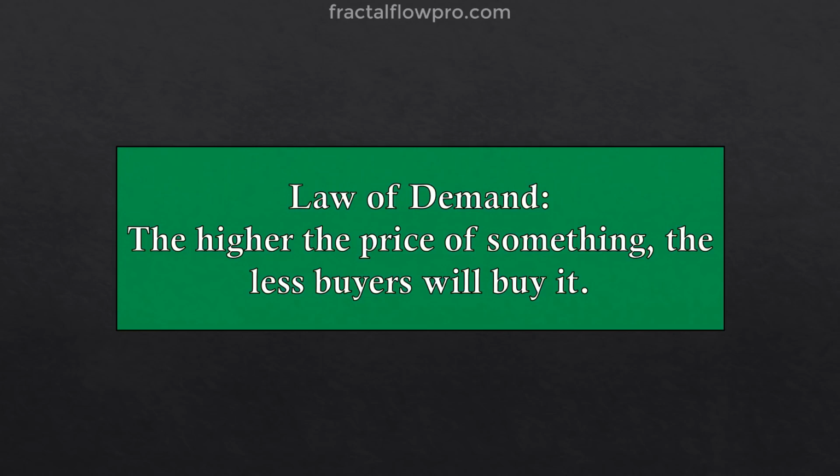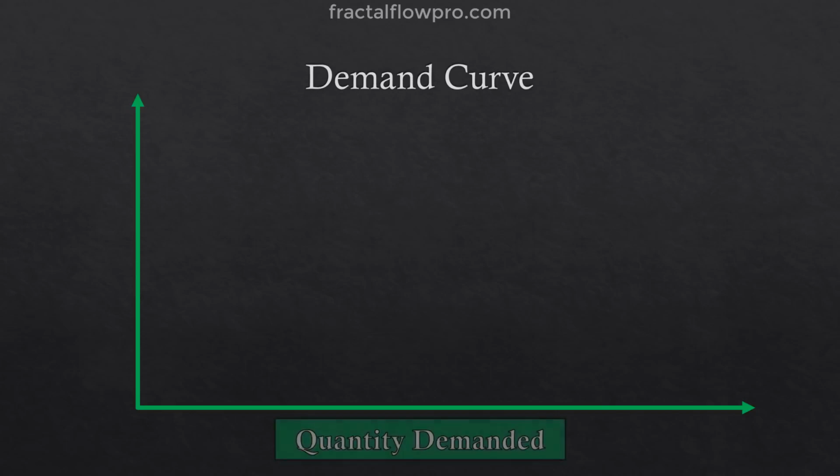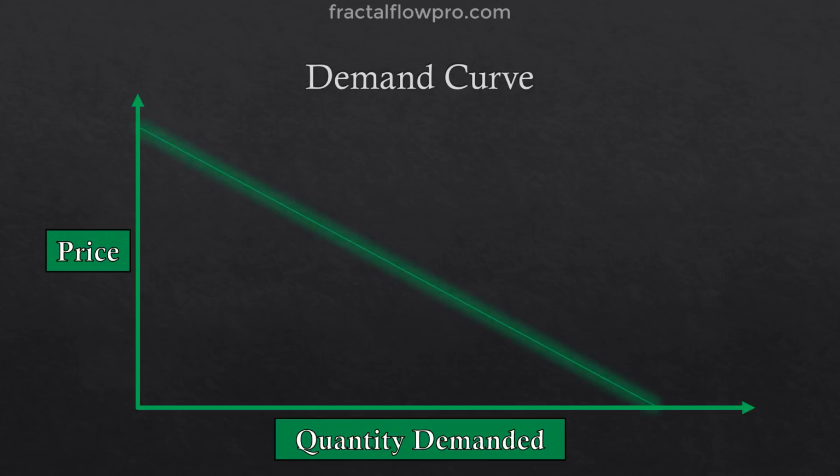We can visualize the law of demand using a simple graph. In the x-axis, we have the quantity demanded, and in the y-axis, we have the price of an item. The higher the price, the lower the quantity demanded, so the demand curve is a downsloping line.